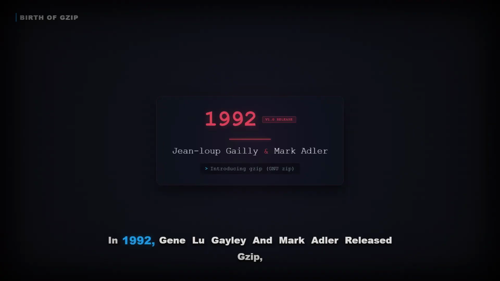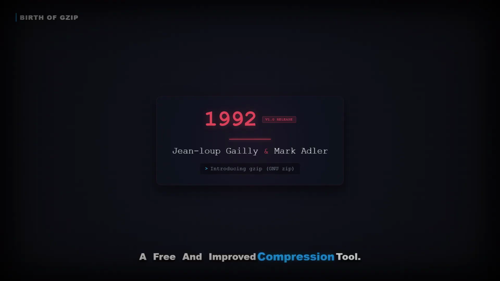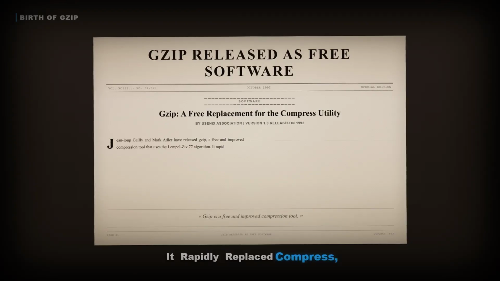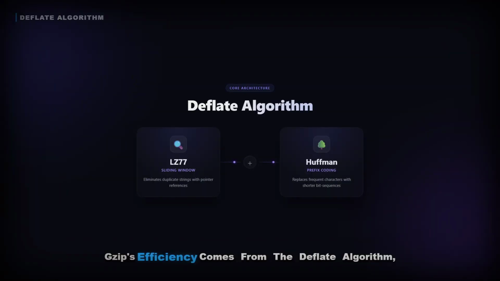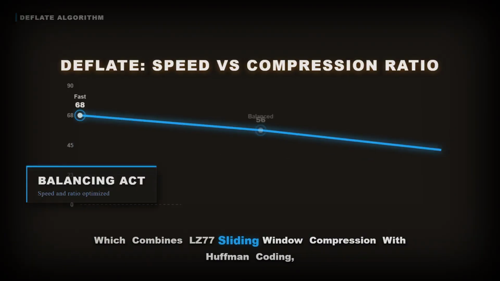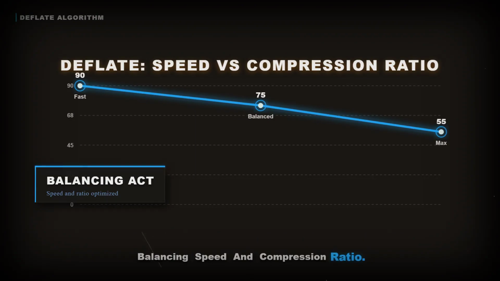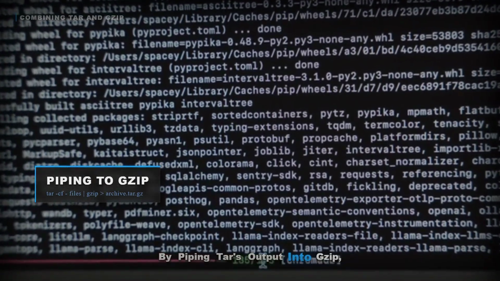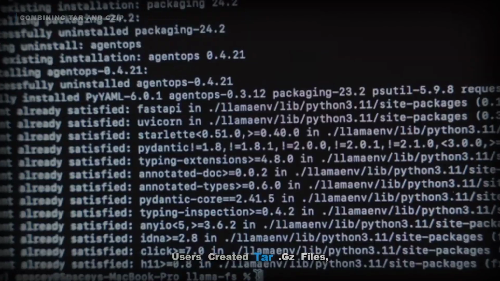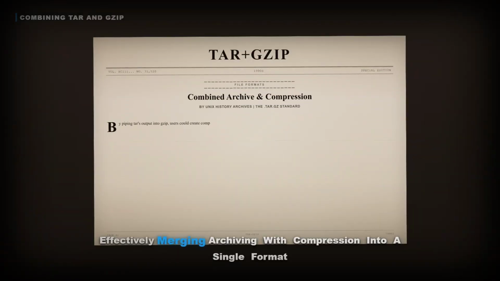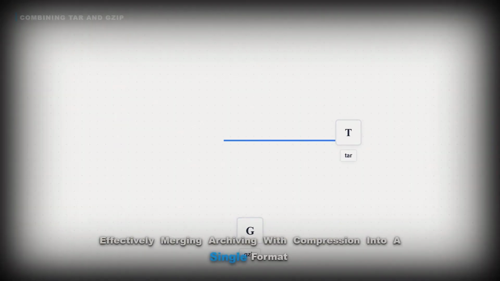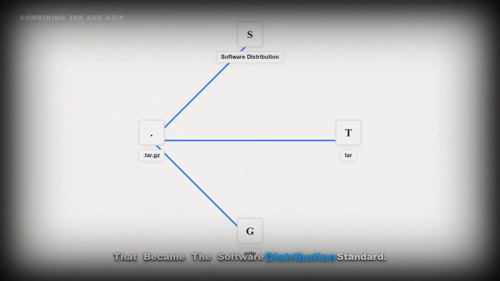In 1992, Jean-Loup Gailly and Mark Adler released Gzip, a free and improved compression tool. It rapidly replaced Compress, becoming the standard on Unix-like systems. Gzip's efficiency comes from the Deflate algorithm, which combines LZ77 sliding window compression with Huffman coding, balancing speed and compression ratio. By piping tar's output into Gzip, users created tar.gz files, effectively merging archiving with compression into a single format that became the software distribution standard.